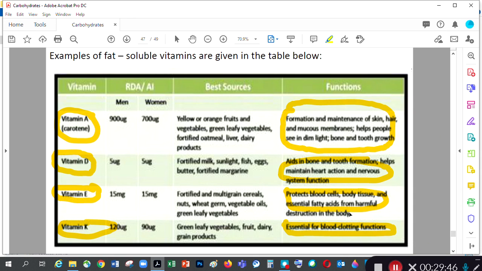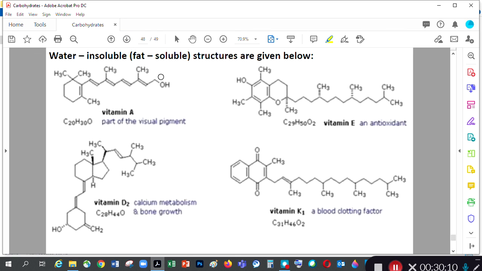So vitamin E is not an essential fatty acid, it's not a fatty acid, but it protects the fatty acids from being harmed or destroyed in our body. So those are four insoluble vitamins, and they are really very, very important. They have very important functions, and they are found in the vegetables. Here is how they look.